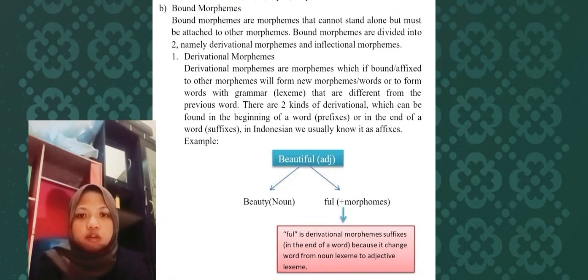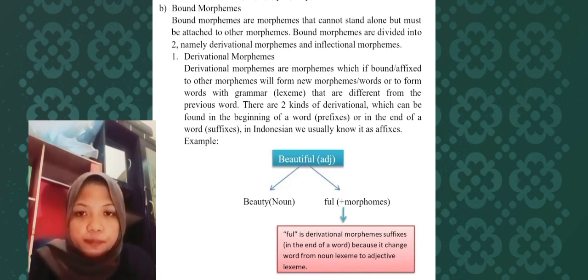Bound morphemes. Bound morphemes are morphemes that cannot stand alone but must be attached to other morphemes. Bound morphemes are divided into two, namely derivational morphemes and inflectional morphemes. The derivational morphemes are morphemes which, if bound or affixed to other morphemes, will form new words with a grammar lexeme that is different from the previous words.